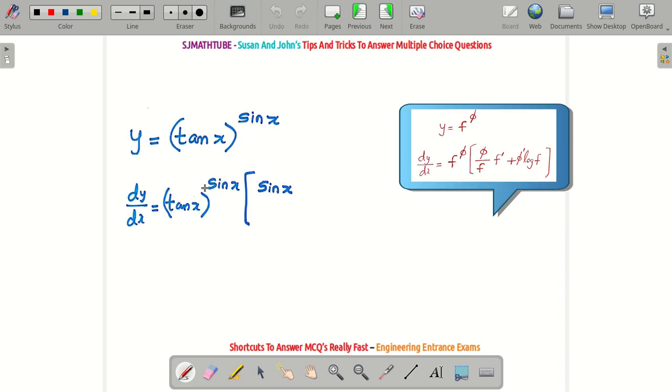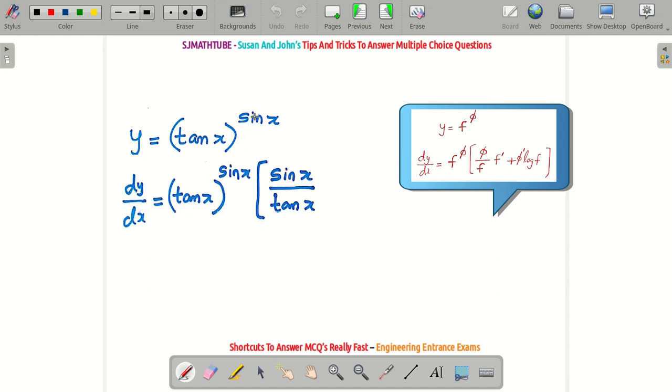So look, I copied the same thing, and then I'll write sin x by tan x. Look, it goes like 5 by f. So I'm going to write sin x by tan x. Is that clear? So first I copied the same thing: tan x the whole power sin x, and then sin x by tan x.